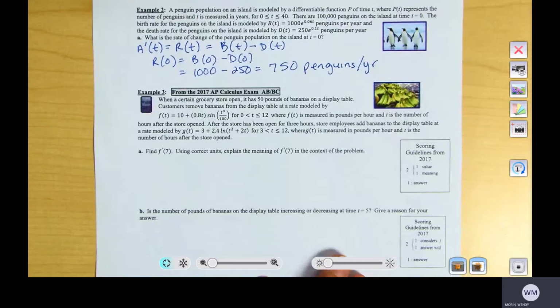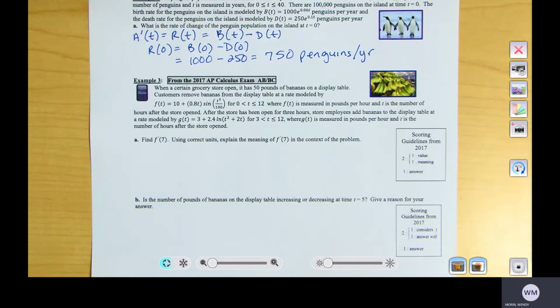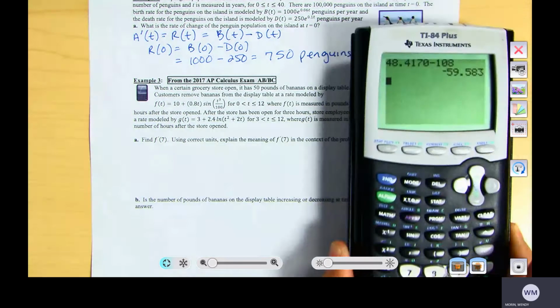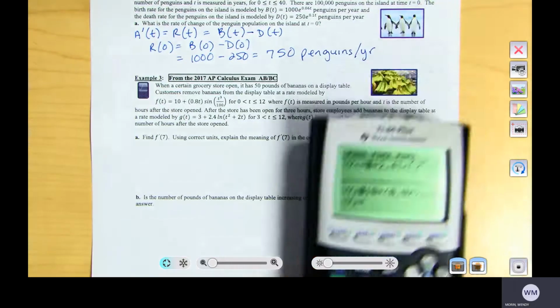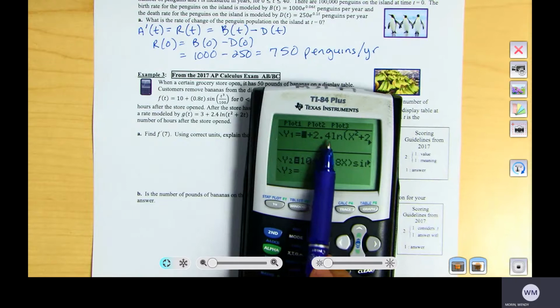Now I definitely would go ahead and read the next example and store your rate in as your y sub 1 and your rate out as your y sub 2. So go ahead, pause the video, read the paragraph, and store the functions into your calculator. Welcome back. I hope that you did store those into your calculator, and your rate in should be the 3 plus 2.14, and the rate out is the one that starts with the 10.